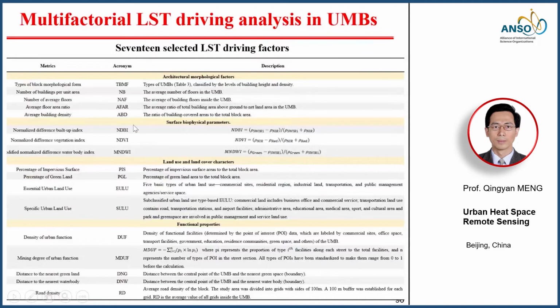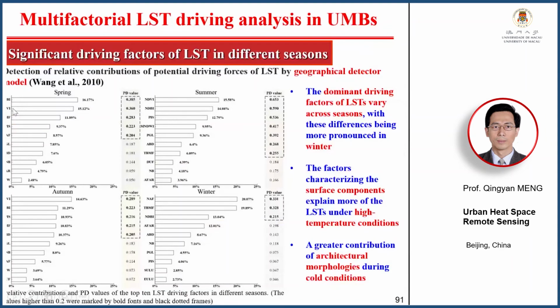And this is the 17 selected LST driving factors, you see, and also from the architectural morphology factors, not only the dimension, but also the height of the buildings, the ratio of the building coverage area to the total block area, and the NDVI, also the land use and land cover, and the function proportion, the density of the urban functions, and the mixed density of the urban functions, and the distance to the nearest green land, and so on. You can see, and we have published the paper in an international journal, and we can get the significant driving factors of the LST in the different seasons.